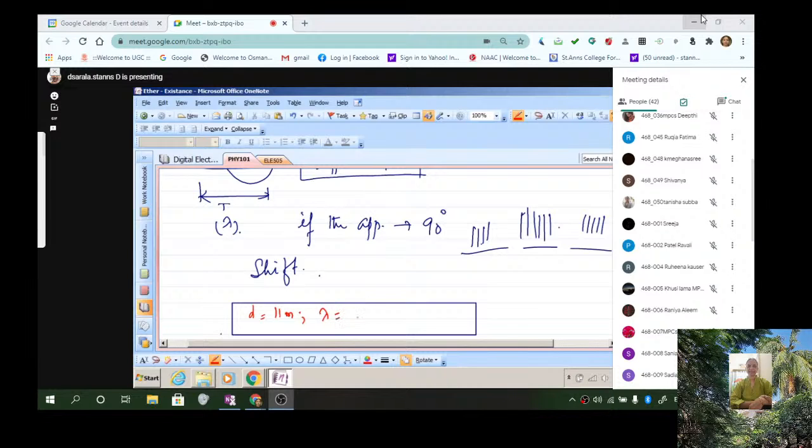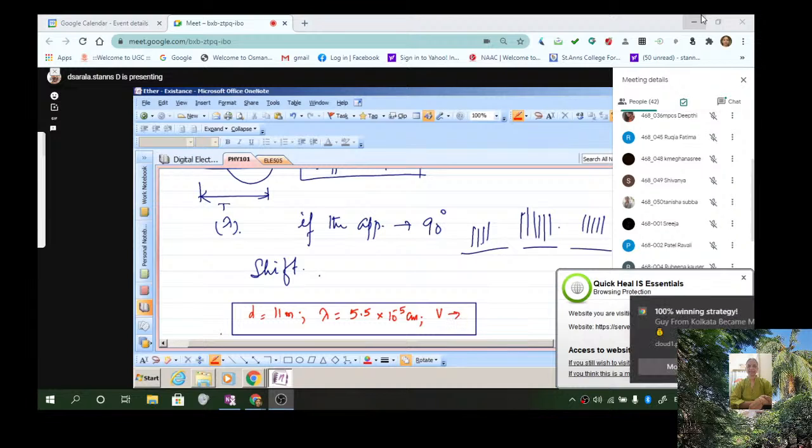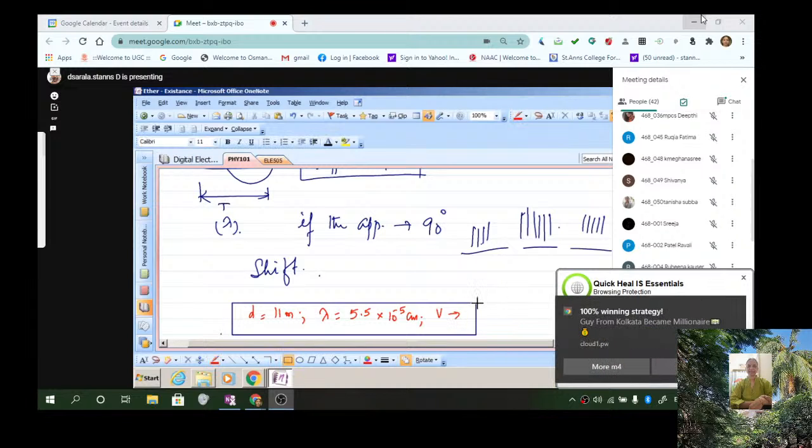That means it is a sodium light. Monochromatic means what? It has a single line. So the wavelength that is used is 5.5 into 10 to the power minus 5 centimeter, and V is the velocity of ether. If V is the velocity of the ether, it is found to be 3 into 10 to the power 6 centimeter per second. This is what you are using.